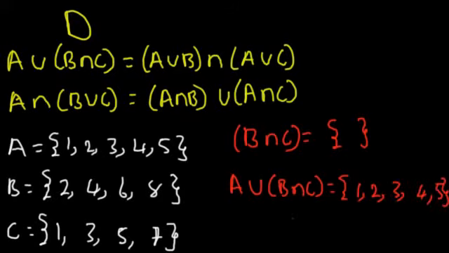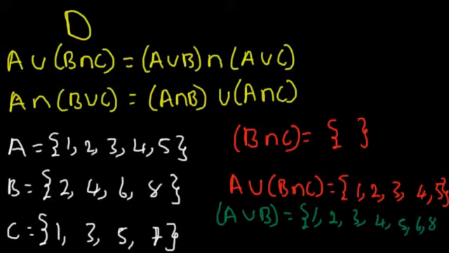Okay, so that is A union B intersection C. So let's go ahead and provide the elements in this and check if they are going to be the same or not. A union B, what are the elements in A union B? That's 1, 2, 3, 4, 5, 6, then 8.